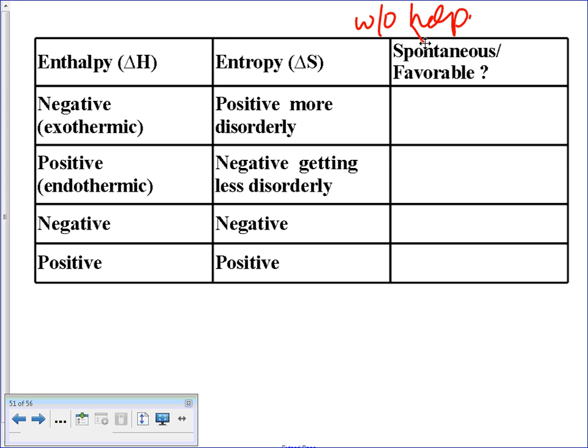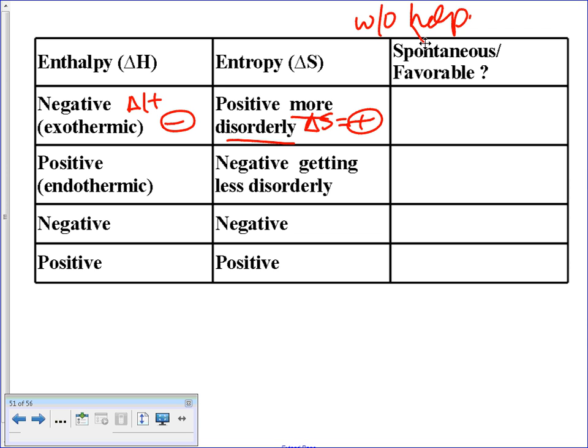So whenever things are exothermic, is that delta H positive or negative? Negative, okay? When things are getting more disorderly, is entropy increasing or decreasing? Increasing, right. So we said entropy is a measure of disorder. If you increase entropy, you're getting more disorder. You're getting more like a gas, crazy gas particles versus a nice little solid. So positive delta S means more disorder.